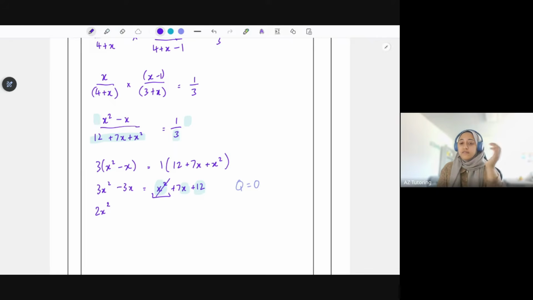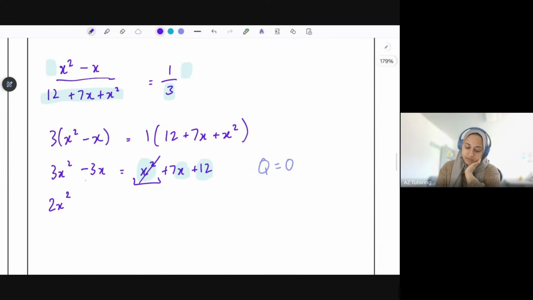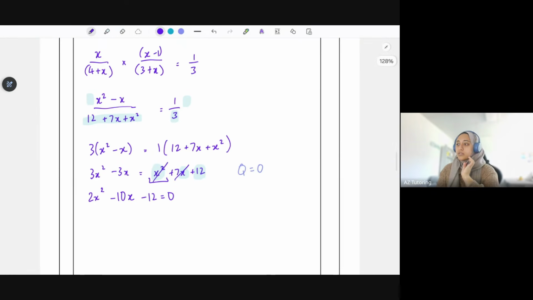So since it's plus 7x, we're minusing 7x. Minus 3x minus 7x is minus 10x. And then the 12, since it's plus 12, the opposite is minus 12, that equals 0. I can make this whole thing simpler and divide it by 2, since they're all multiples of 2. 2x squared divided by 2 is x squared. Minus 5x minus 6 equals 0.